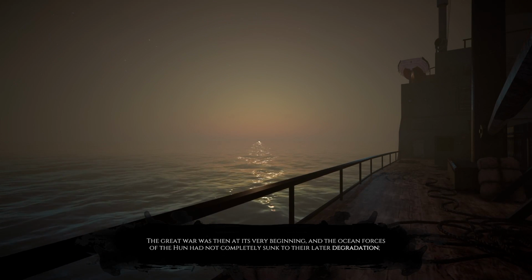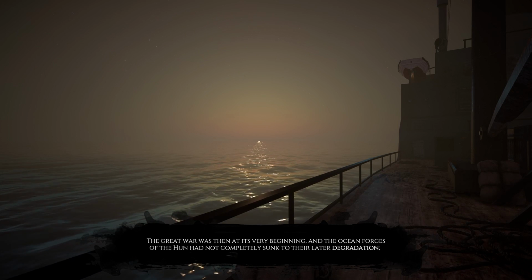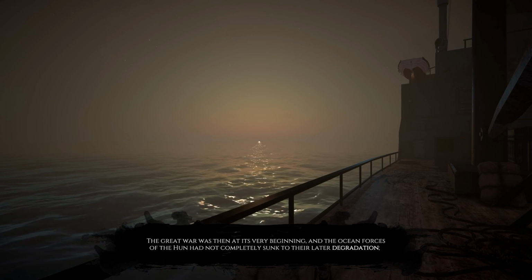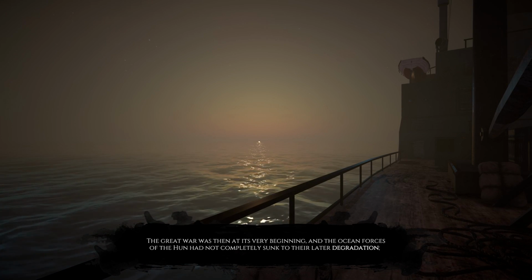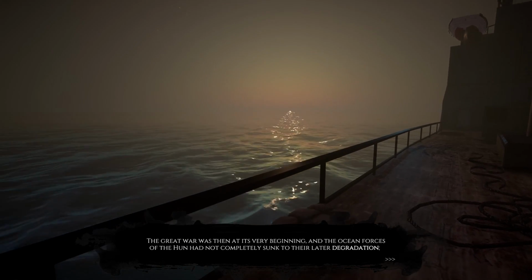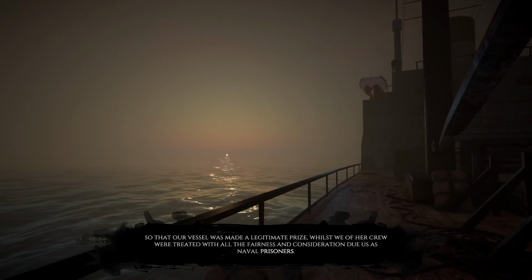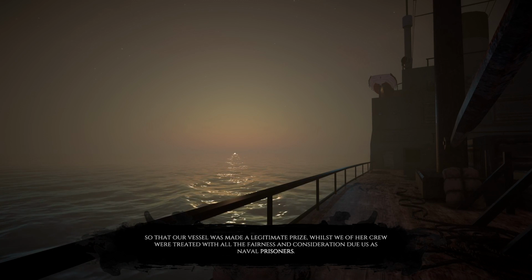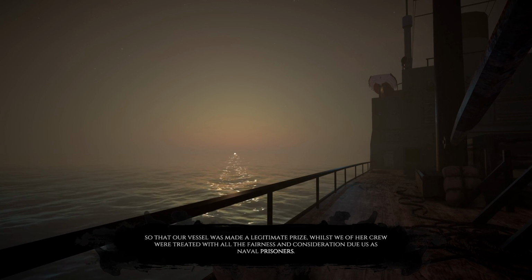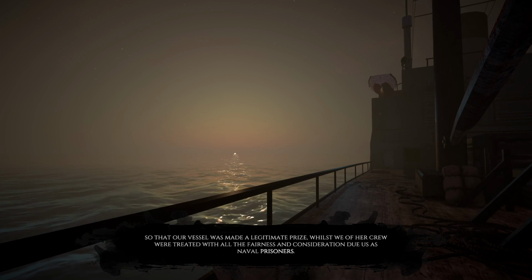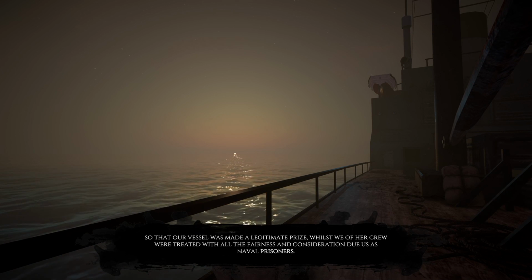The Great War was then at its very beginning, and the ocean forces of the Hun had not completely sunk to their later degradation, so that our vessel was made a legitimate prize, whilst we of her crew were treated with all the fairness and consideration due us as naval prisoners.